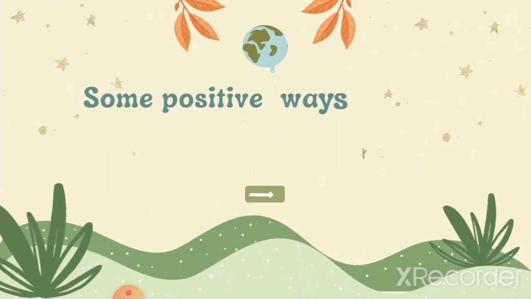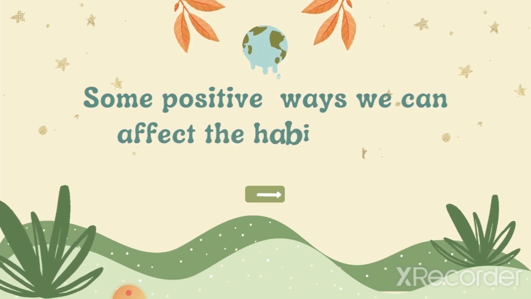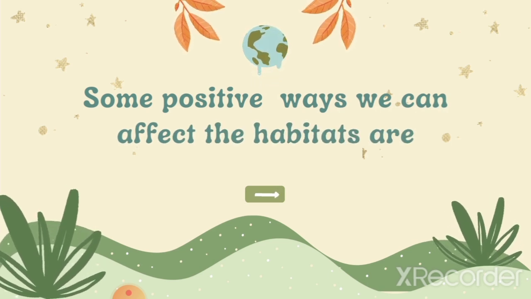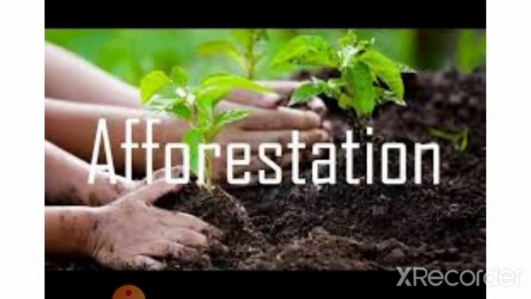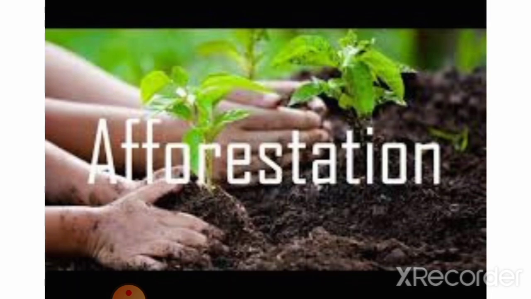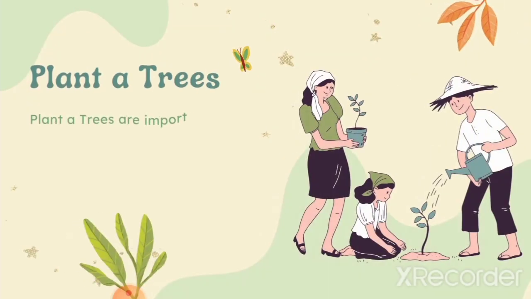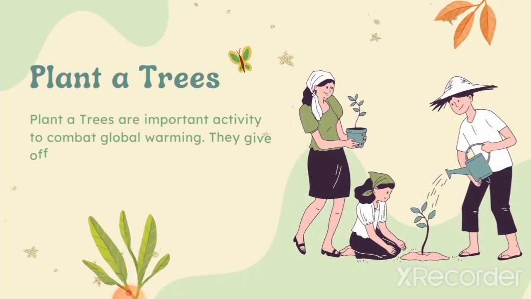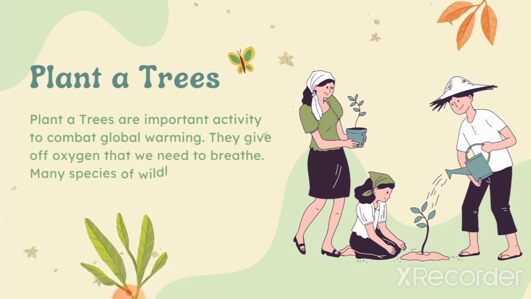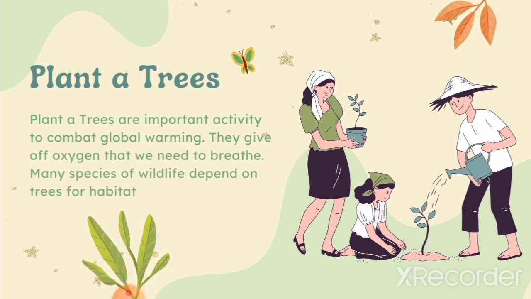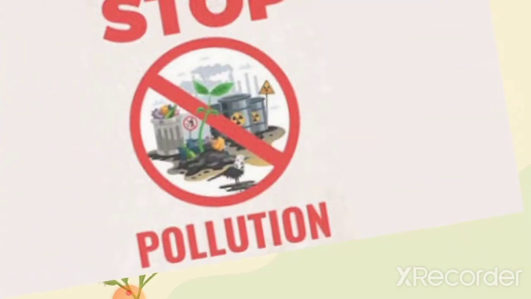So, the positive ways we can affect the habitat as humans are by practicing afforestation. This means planting of new trees. Instead of just cutting down trees, we should learn to plant new trees to replace them. And planting of trees helps to solve the problem of global warming.